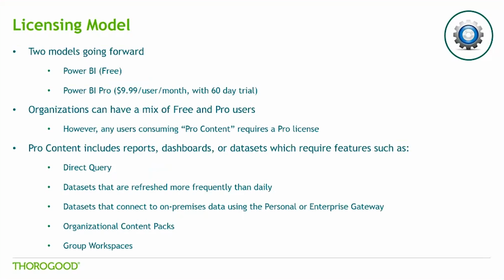In terms of licensing, I've already mentioned the desktop application is free. There's also a free version of the Power BI service, which can be used but has some limits to functionality. The Pro version currently costs around $10 per user per month, and is required for many features an enterprise organisation would typically need, such as sharing via groups and organisational content packs, direct query against data sources, frequent data refreshes, and data connections that require the Power BI Gateway. We're expecting some further changes to the licensing options, which we'll cover in the last section of today's webcast.